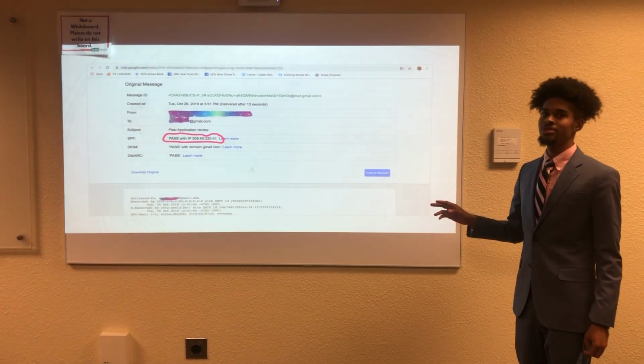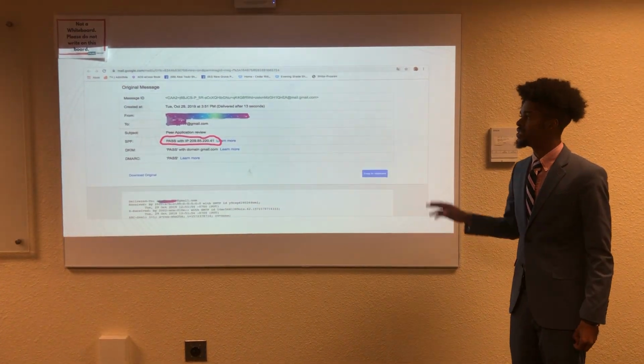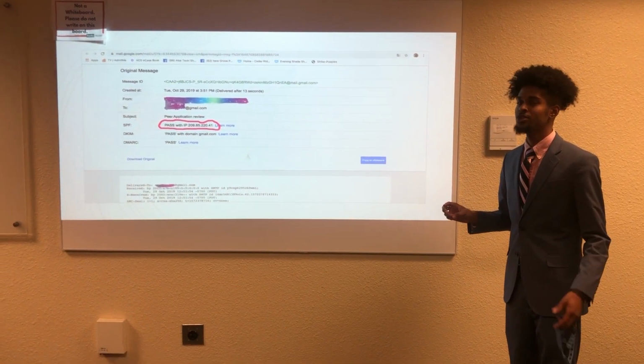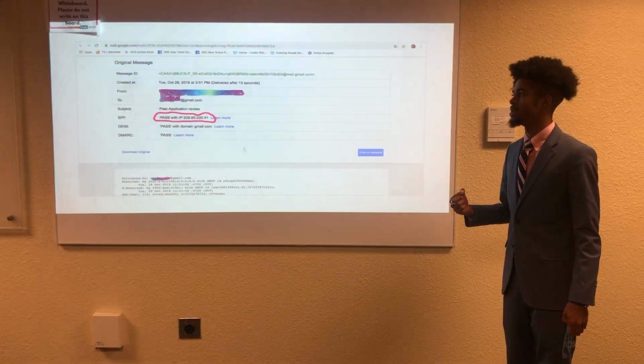By using online resources like we talked about earlier, you can type in that IP address and get the approximate location of where this is coming from. But you can also get the organization name of where it's coming from.